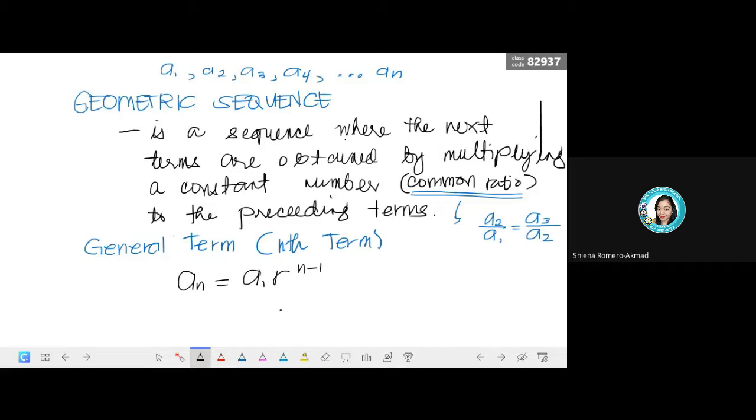So let's say I have a sequence, let's say ang sequence natin, geometric sequence is 100. Anong pwedeng next term ng 100? Ano kaya pwedeng i-next term ko kay 100?